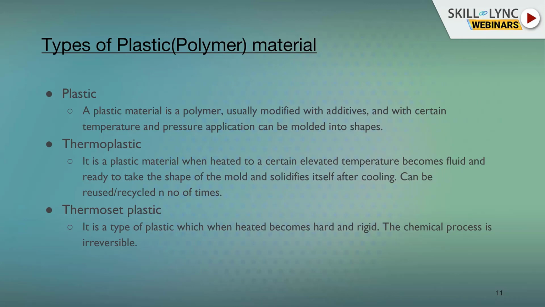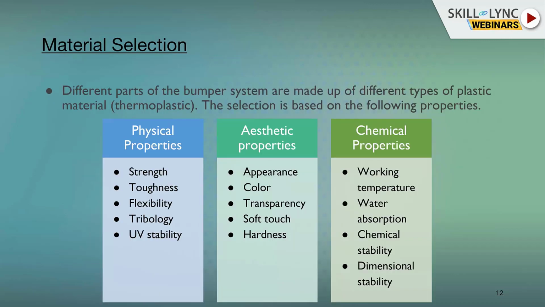Whereas thermoset plastics, once molded into a shape and size, can't be reused or remolded without changing the chemical properties. Hence the chemical process is irreversible and it can't be used for any purpose other than what it has been designed for. Moving on to how we select materials, all the bumper system components are almost made of plastic materials, and different components serve different purposes, and the selection of those materials is based on those purposes.